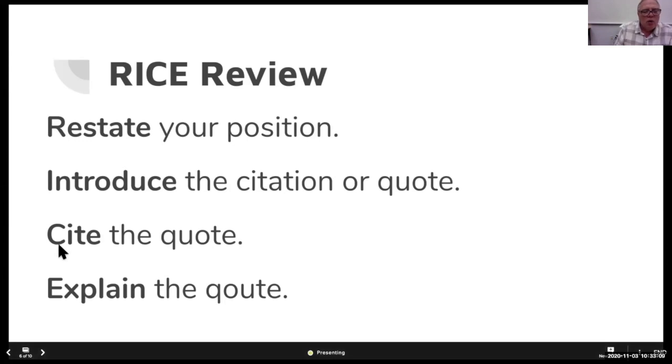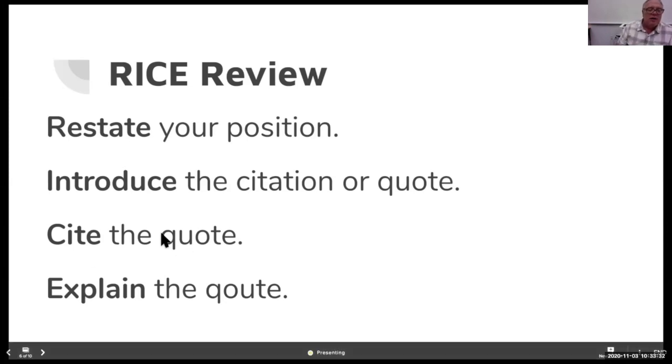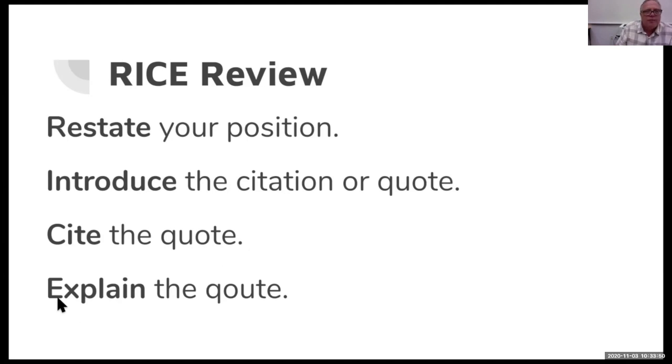And then you write the quote down, you cite the quote, okay? You take the very thing that's said in the article and you write it down. And when you do this part, if you're taking it word for word out of the article or the story, you have to have quotation marks. That's the C, cite the quote. Then the E in RICE means explain the quote, or almost restate it in your own words, okay?